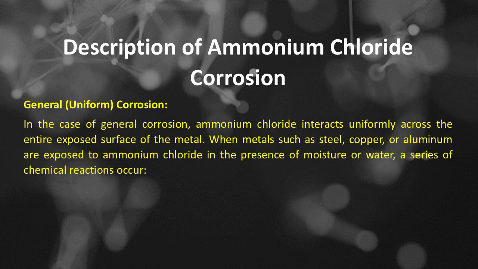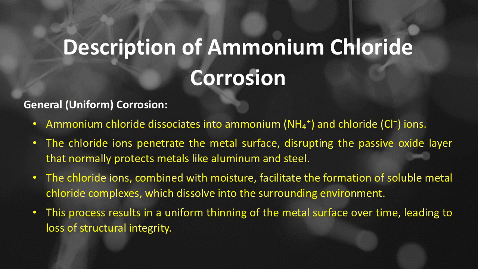In the case of general corrosion, ammonium chloride interacts uniformly across the entire exposed surface of the metal. When metals such as steel, copper, or aluminum are exposed to ammonium chloride in the presence of moisture or water, a series of chemical reactions occur. Ammonium chloride dissociates into ammonium and chloride ions.